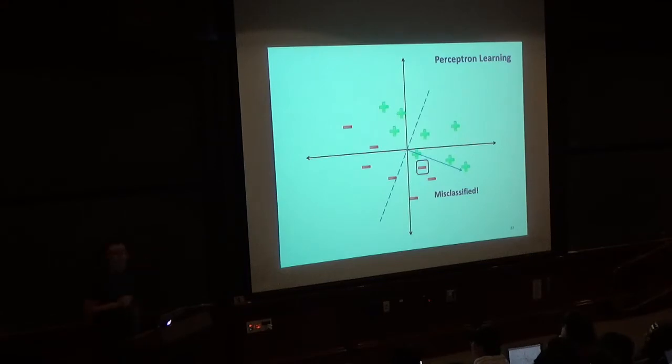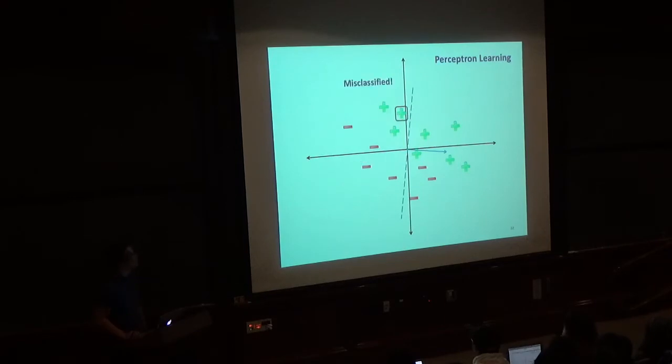So this guy is misclassified because it's on the positive face of this hyperplane, but it's a negative example. So we're going to make an update. It's a negative example, so we're going to make an update in the negative direction of this example. That's our update. Correct. Correct. Misclassified. Make a positive update towards that direction. Correct. Misclassified here. Do a negative update. Misclassified. Negative update.